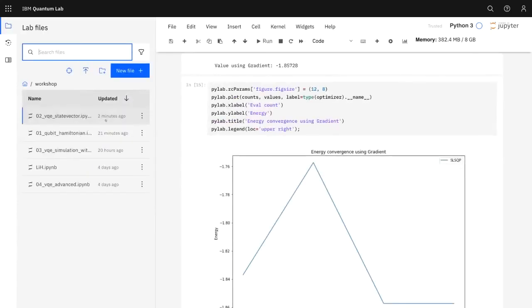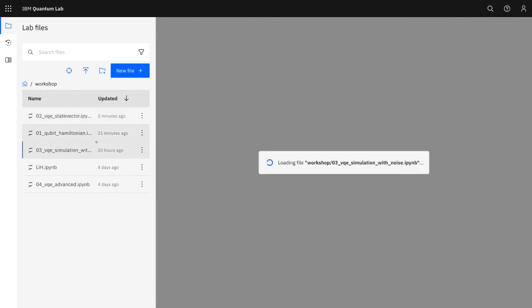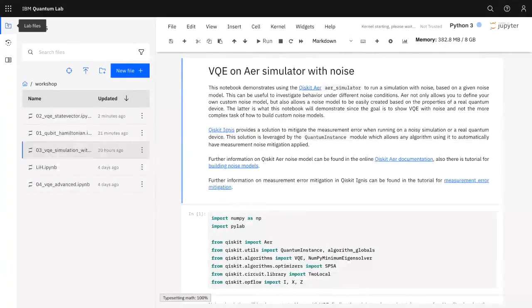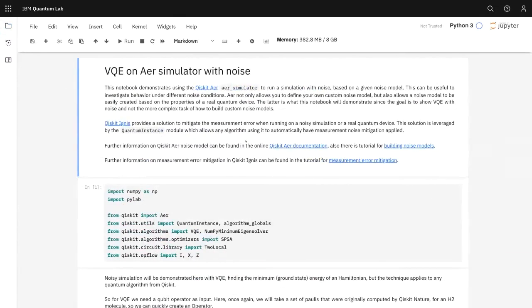We can switch to notebook number 3. So here we're going to do the simulations with the Aer simulator that simulates the stochastic noise through the quantum measurements. And we'll also run simulations on a simulator of a real quantum device that has noise that you will get on real quantum hardware. And also briefly, I'll show you how you can do measurement error mitigation in Qiskit.